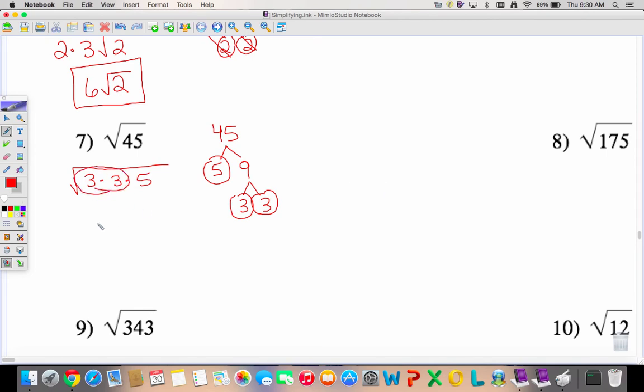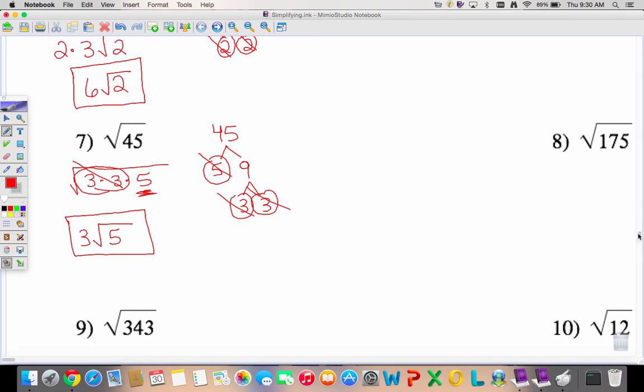You look for your pairs. There's one pair of 3's right here. You write it down once and cross it out. And I forgot to cross these out. Do your square root sign. The only thing that you have left under your square root is a 5, so the only thing I'm going to put here is a 5. Okay, so I have square root of 45 reduces to 3 square roots of 5.